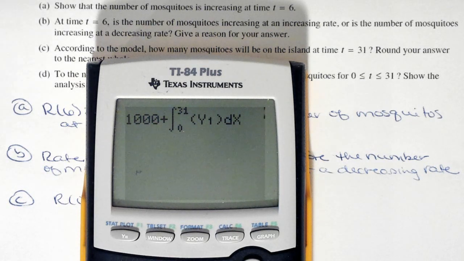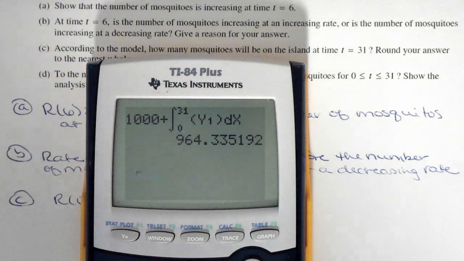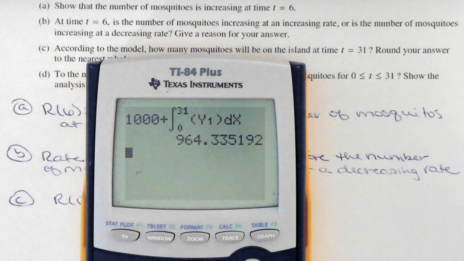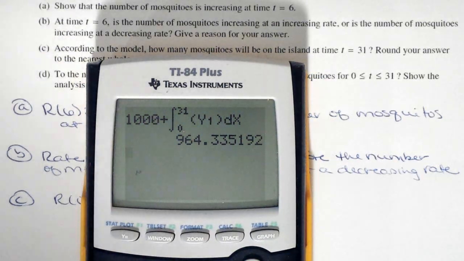Now this is very specific. It says round to the nearest mosquito. Those of you with newer calculators probably already have your answer. Huh. Why is it 964?